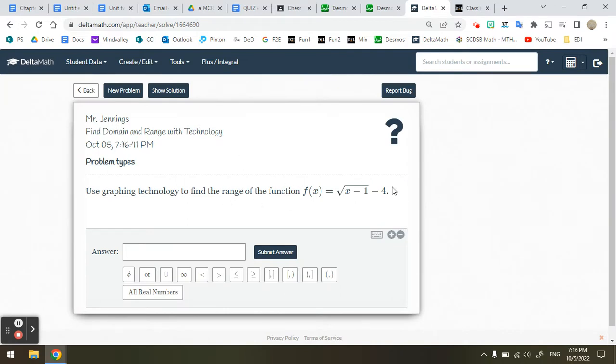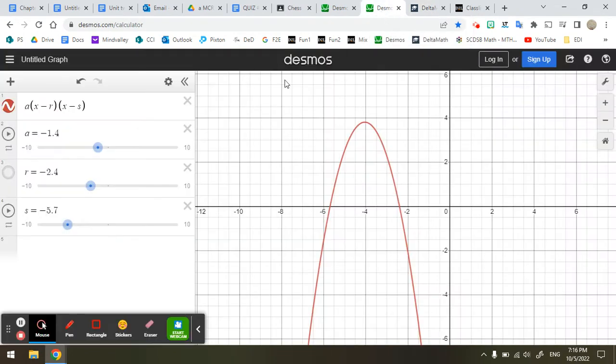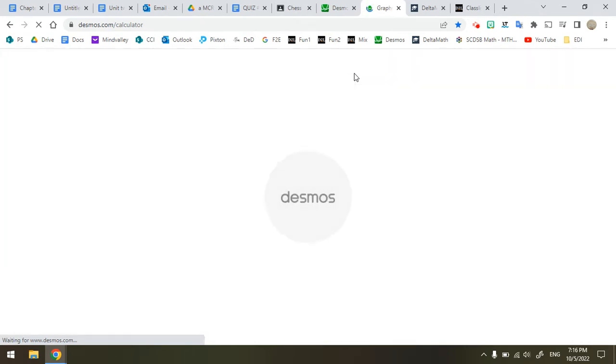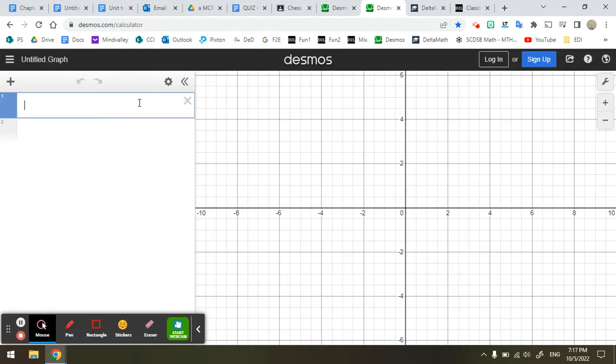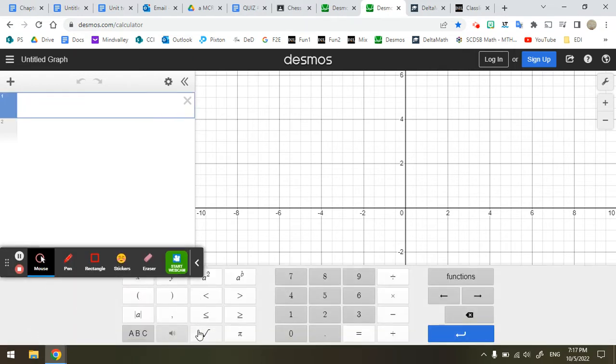If we want to know what the domain and range of this funny looking function is, we could plug it into Desmos. So it's the square root of x minus 1, minus 4. Let's get a fresh Desmos. And notice I always have a Desmos tab open. I'm using Desmos all the time. You want to use Desmos all the time too, okay?